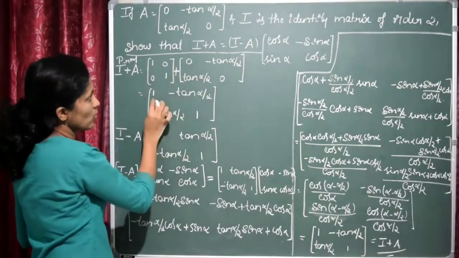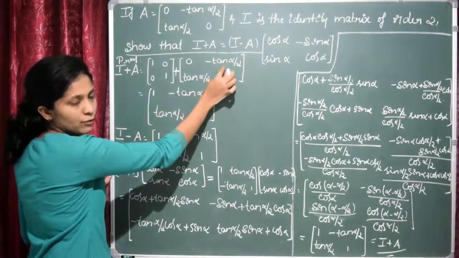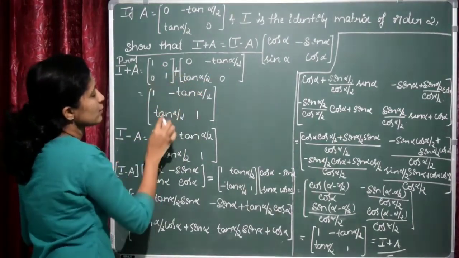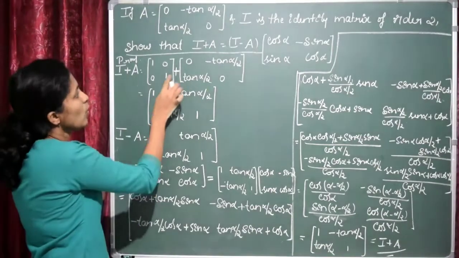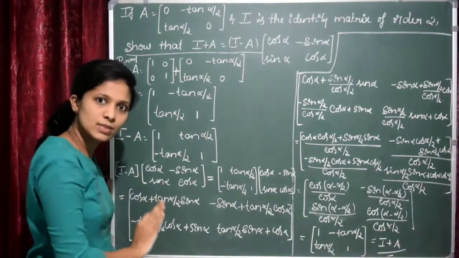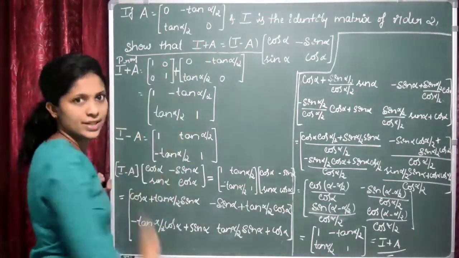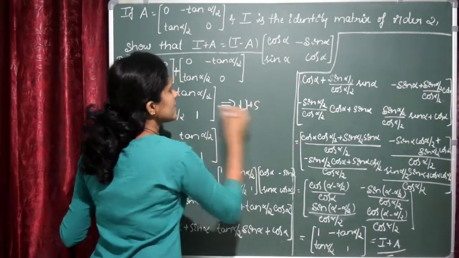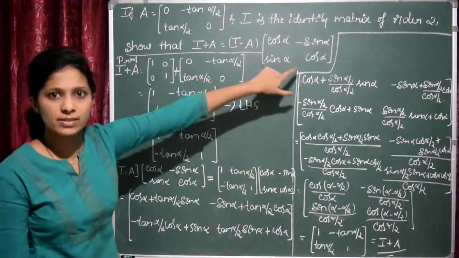1 plus 0 is 1. 0 plus minus tan alpha by 2 is minus tan alpha by 2. 0 plus tan alpha by 2 is tan alpha by 2. 1 plus 0 is 1, right? Addition is just you have to add the corresponding elements. This is the left hand side, I plus A. So we got the left hand side. Left hand side is this one. Now we have to prove the right hand side.